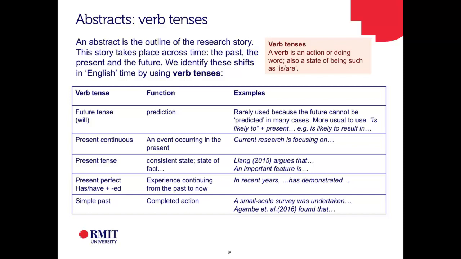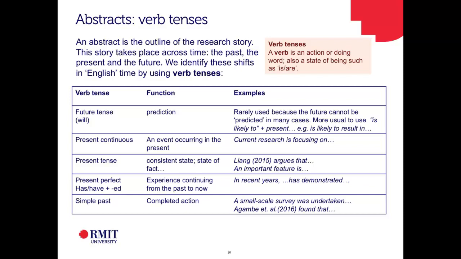The present continuous marks an event occurring right now. Current research is focusing on. Now, this is not commonly used in abstracts. We would usually say current research focuses on, which uses the present tense, which is the next tense that we're looking at and is one of the most frequent ones that you will see in an abstract. It shows a consistent state. It's like a state of fact.